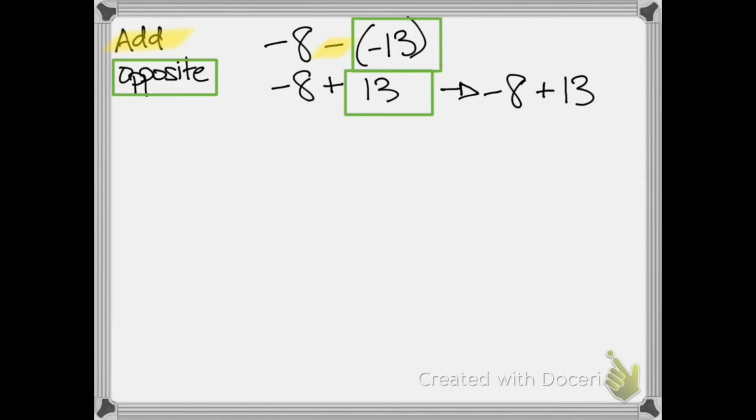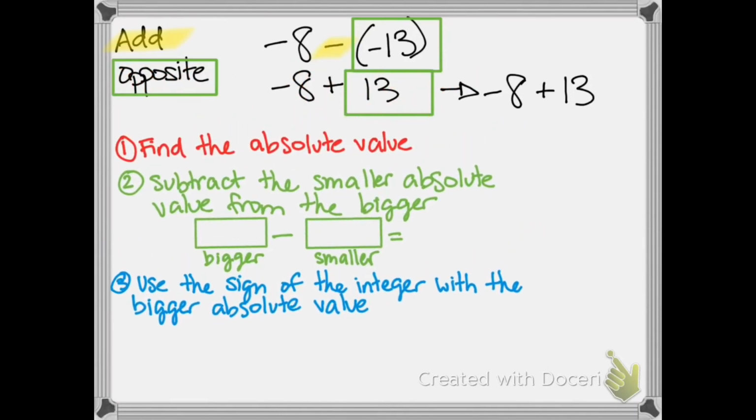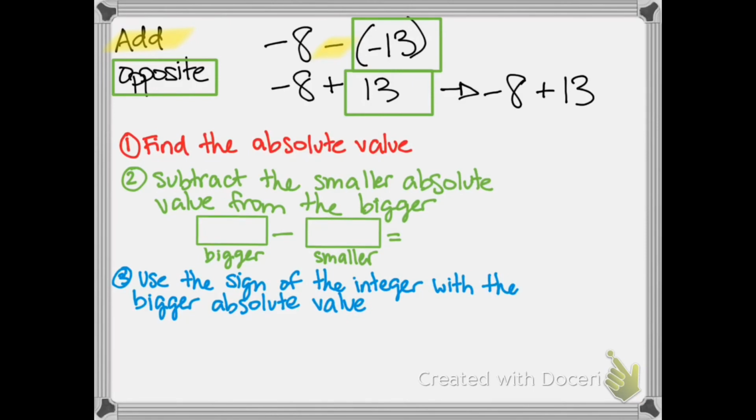It looks like I'm adding 2 integers that have different signs. So once again, I'm going to follow those 3 steps we've been using to add integers with different signs. First thing I need to do when I'm adding, I need to find the absolute value. So the absolute value of negative 8 is 8. The absolute value of 13 is 13. Negative 8 is the number with the smaller absolute value, and 13 is the number with the bigger absolute value.